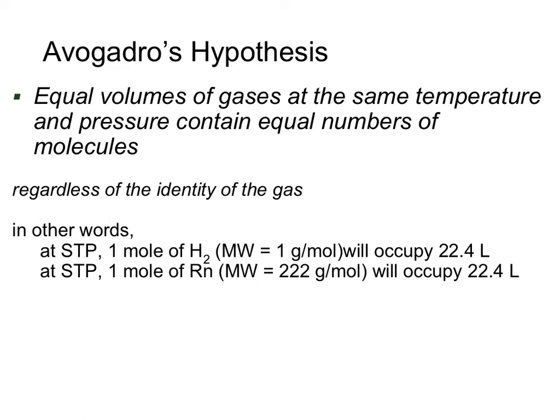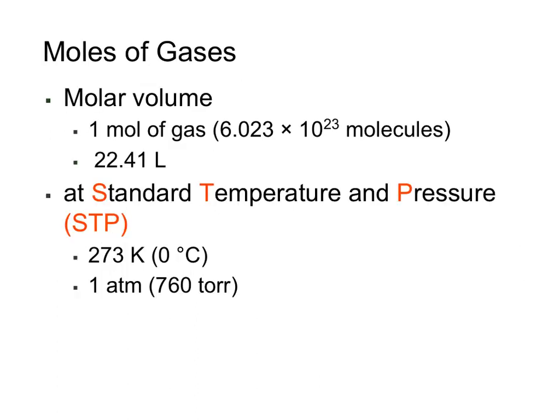In other words, for instance, at STP, 1 mole of hydrogen gas will occupy 22.4 liters. Also at STP, 1 mole of radon, which is much, much larger, will also occupy 22.4 liters. That 22.4 liters is an important number for us. That is the molar volume of a gas. At standard temperature and pressure, which is 273 Kelvin or 0 degrees C, and 1 atm of pressure, all gases will occupy 22.41 liters. Again, regardless of the identity of the gas. This also leads us to identify what we do call a standard set of conditions for gases. Standard temperature and pressure is defined, as said earlier, as 273 Kelvin and 1 atm.